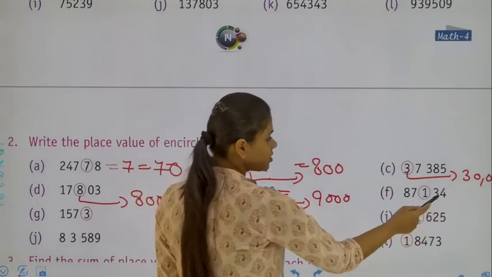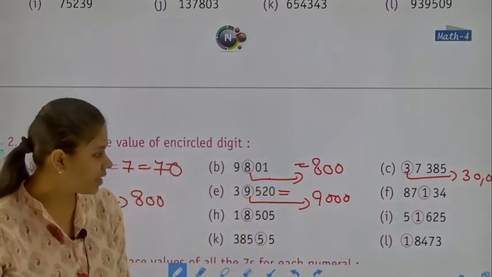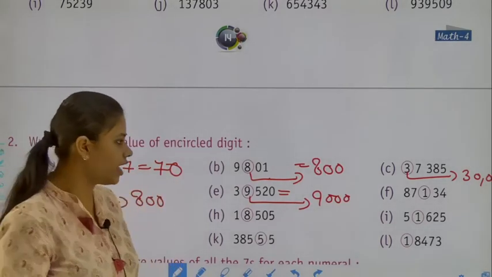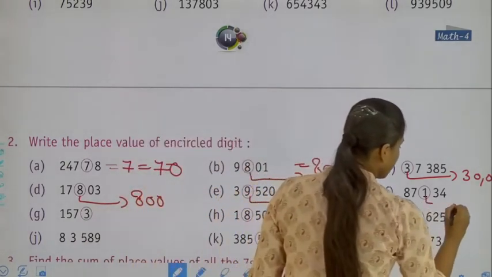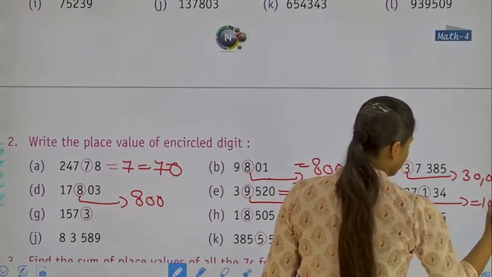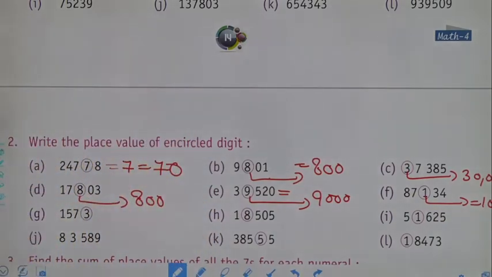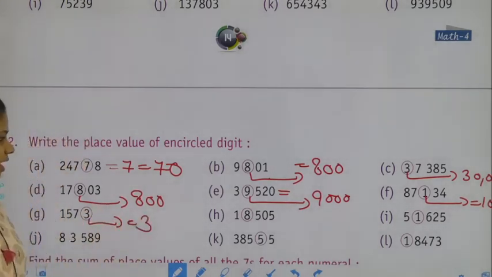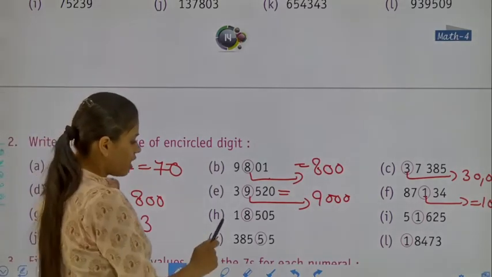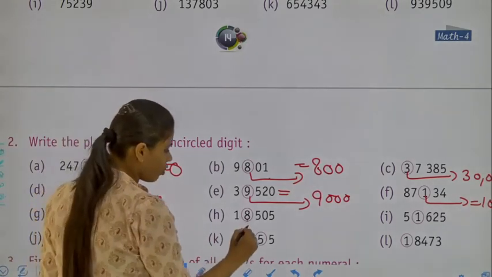Now move to the next part, that is F part. Again, ones, tens, hundreds, thousands, ten thousands, that is 87,134. We have to tell the place value of 1, that is 100. Okay, now move to the next part, that is 1,573. We have to tell the place value of only 3, that is 3. Now move to the next part, that is 18,505.